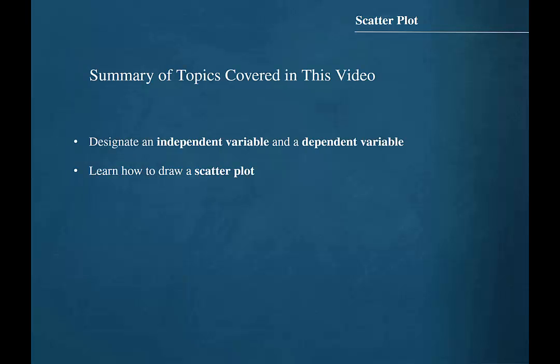In this video, we learned how to designate an independent variable and a dependent variable, and how to draw a scatter plot.